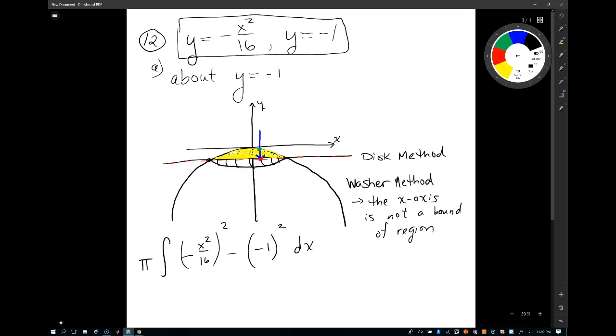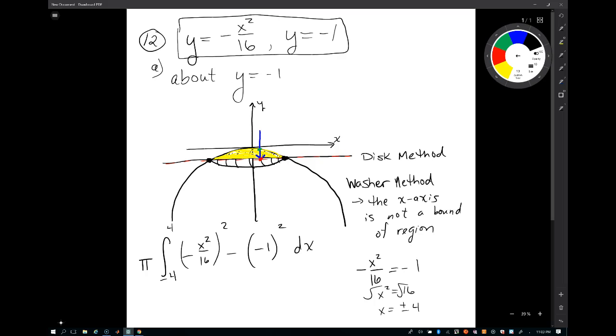And this region, if you look and see what those intersections are, those will be our bounds for the region. Since we weren't given a region or an interval to work on, those intersection points are when your functions are equal. So we're looking to see where negative x squared over 16 equals negative 1. If you multiply negative 16 over, you get x squared equals positive 16. And then you square root both sides and get x equals plus or minus 4. So those are going to be our bounds.